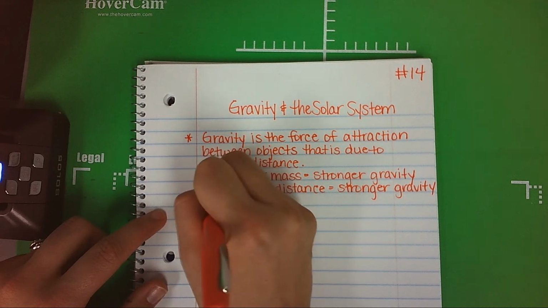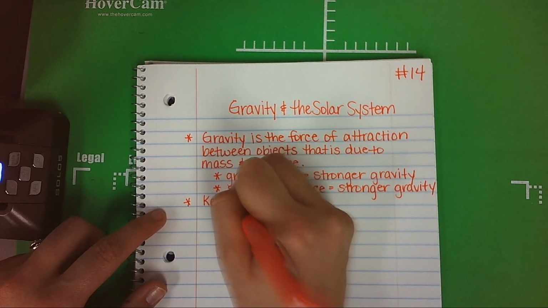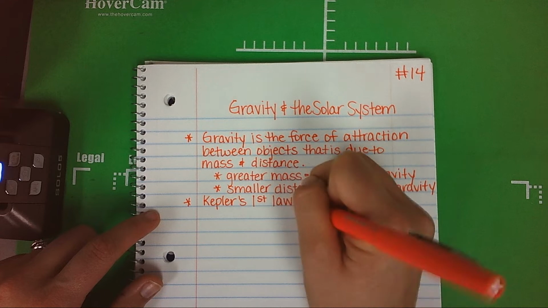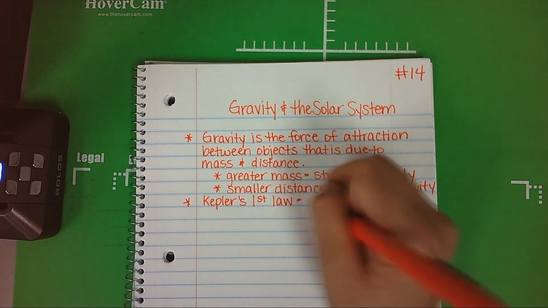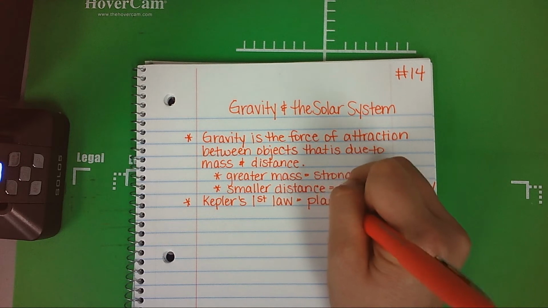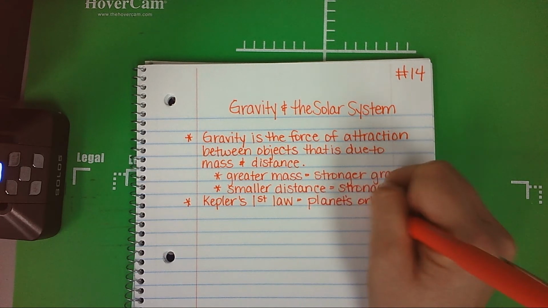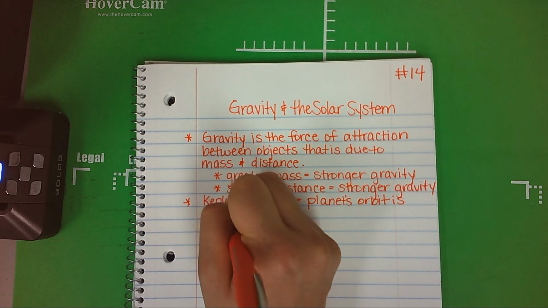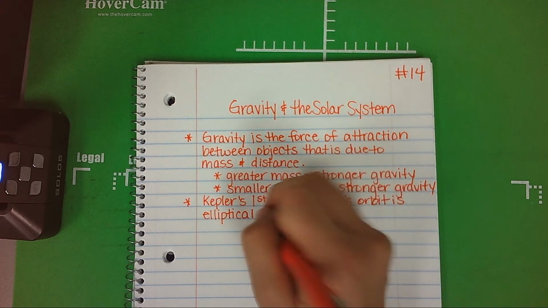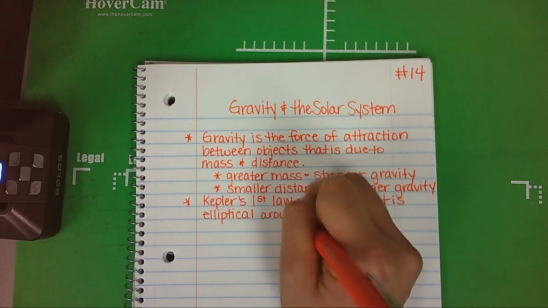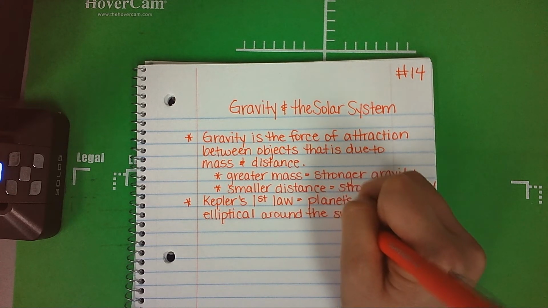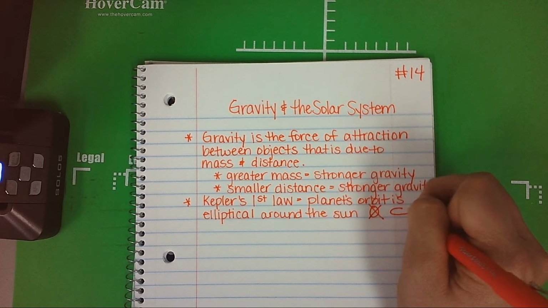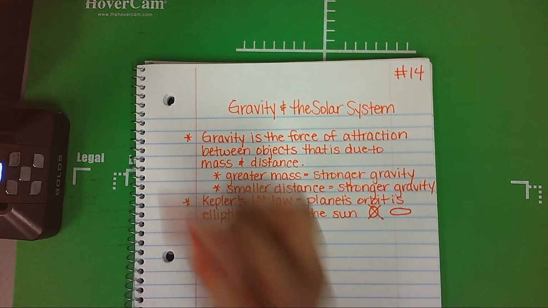Something that the lesson mentions is Kepler's laws. Kepler was a scientist. The law that you just need to know about is the one that talks about a planet's orbit. It's not a perfect circle. It is elliptical around the sun. So it's not like a perfect circle, it's more like an oval, like an ellipse.